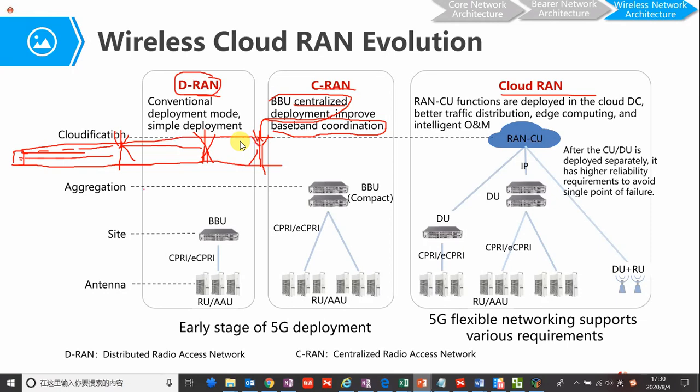This mode may need a lot of optical fiber for the connection. For the base station, only the radio unit, the RU or AAU, remains, so they need optical fiber connection. This is why it is good for baseband coordination, but it needs more optical fiber. Here we can see for the DRAN and the CRAN, we have one BBU. Actually, another is the Cloud RAN.